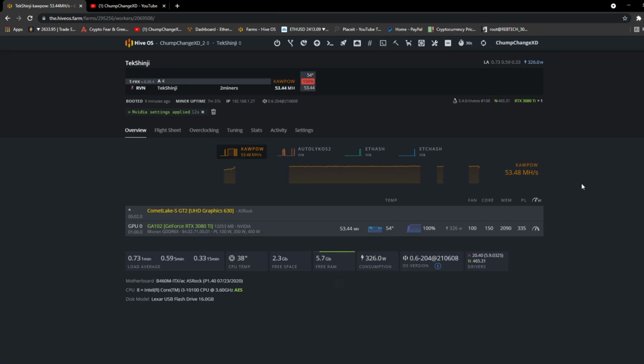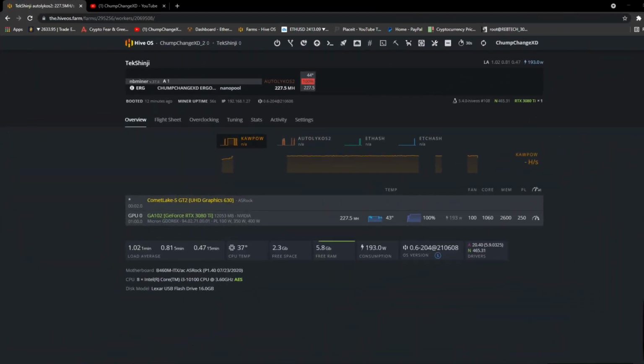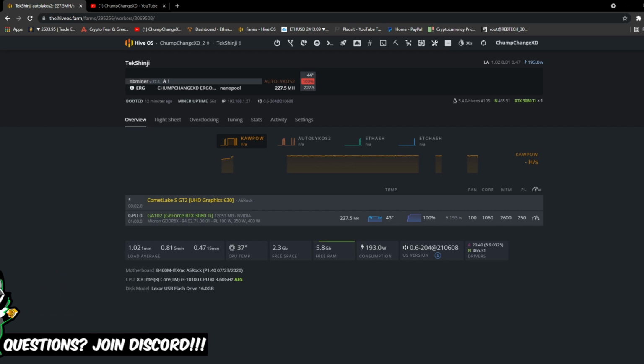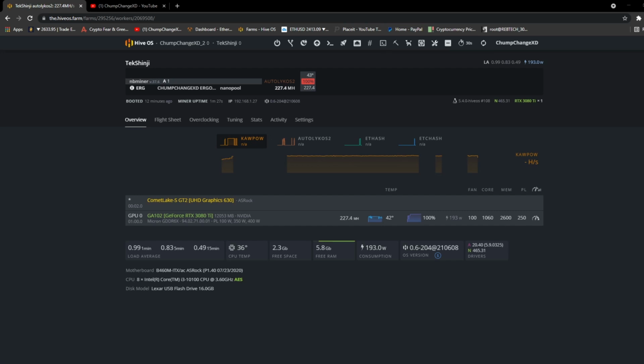So let's switch over to ERGO real quick. I'll show you guys what we're pulling for a hash rate there, and then we will do ETH and ETC. All right, so here we are on ERGO. This is the most efficient that we have found so far. It's 193 watts in the software. Again, about 50 extra on top of that at the wall, so about 243. We have the fan at 100, just for testing reasons. Core is at 1060, that's the absolute core clock for the 3080. Then we have memory at 2600 and the power limit at 250. That is pulling 227.4 mega hash.